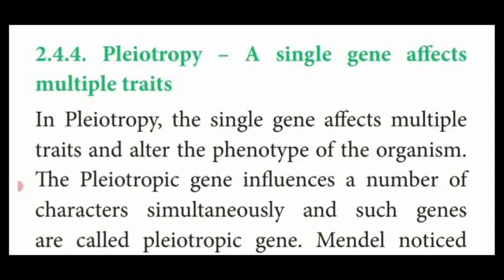Next we are going to see pleiotropy. So what is pleiotropy? A single gene which affects multiple traits. Normally a single gene determines only one character, it has a pair of alleles, but in this pleiotropy type of hybridization process, a single gene controls multiple traits or characters, or affects multiple traits. That is said to be pleiotropy.